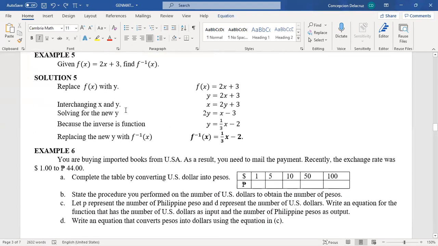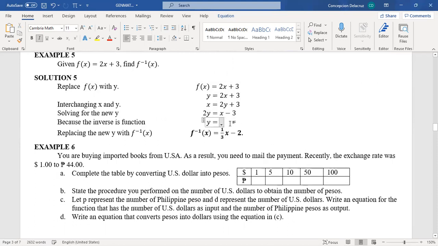Next, example number 5. We have here f of x is equal to 2x plus 3. It's the same process as before. You replace f of x with y. Then interchange x and y, so it becomes x equals 2y plus 3. Then transpose 3, which becomes negative 3. That's why we have here 2y is equal to x minus 3. So divide by 2. This is where the mistake was earlier.